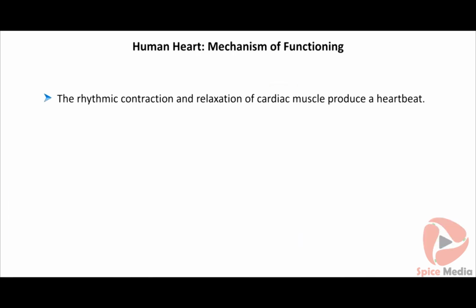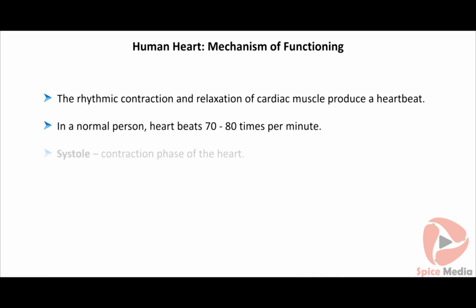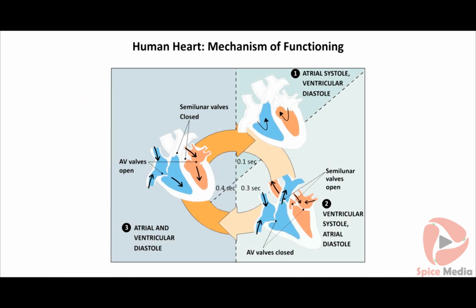The rhythmic contraction and relaxation of cardiac muscle produce a heartbeat. In a normal person, the heart beats 70 to 80 times per minute. The contraction phase of the heart is known as systole, and the relaxation phase of the heart is known as diastole. The functioning of the heart includes three phases as follows.